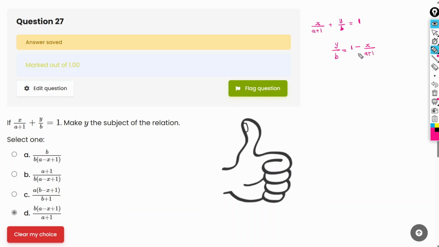I can write this as 1 over 1. So let me write it as a single fraction, such that y over b on this side would be, the LCM of all of that will be a plus 1. A plus 1 divided by 1 is a plus 1, so that'll be 1 bracket a plus 1, right?